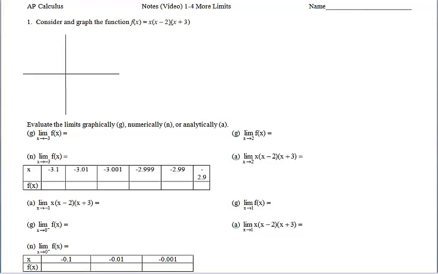Hey everybody, let's continue our study of limits. Alright, for this first example, let's consider and graph this function. Okay, well, without picking up a calculator, we can quickly graph the x-intercepts. So we know the zeros of this function occur at x equals 0, x equals 2, and x equals -3.